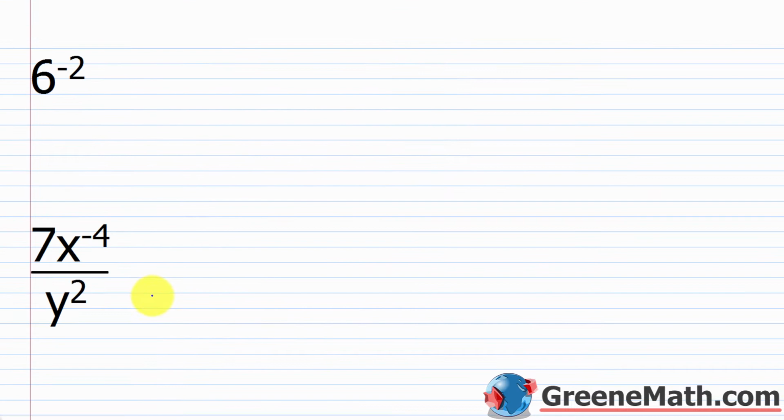All right, so 2 quick examples. Let's say you see 6 to the power of negative 2. All this is, it's 1 over 6 squared. Take the reciprocal of the base, make the exponent positive. The reciprocal of 6 is 1 over 6. If I make the exponent positive, instead of being negative 2, it's positive 2. You could leave it like this, or you could write 1 over 36.